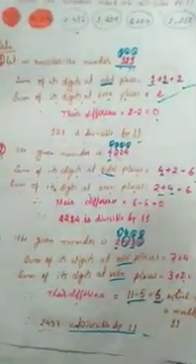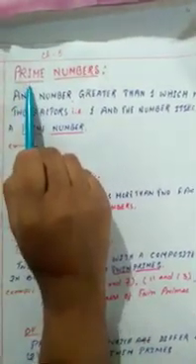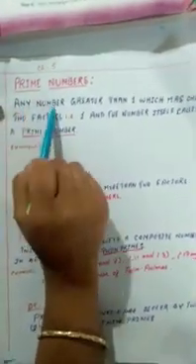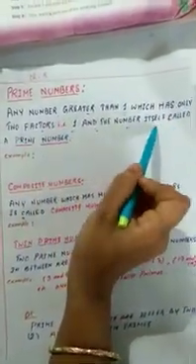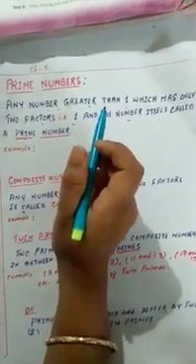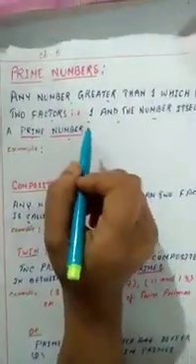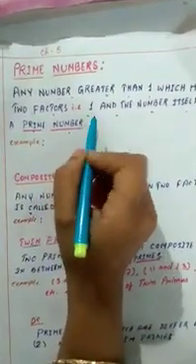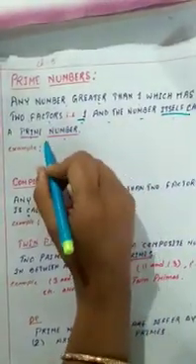Children, fine. So our next topic is prime numbers: what it means. A prime number means, students, any number greater than 1 which has only 2 factors, 1 and the number itself. As we have learned in the properties of factors, a number should have at least 2 factors. If a number has only 2 factors, 1 and the number itself, that number is called a prime number.